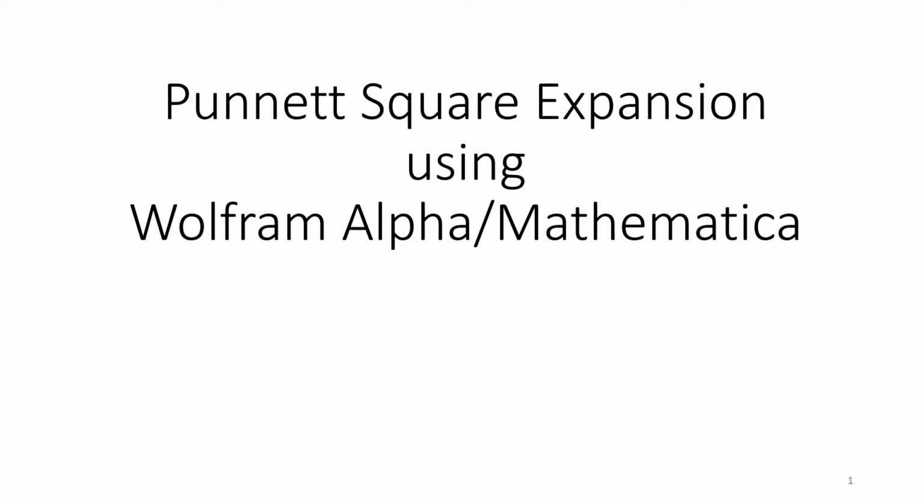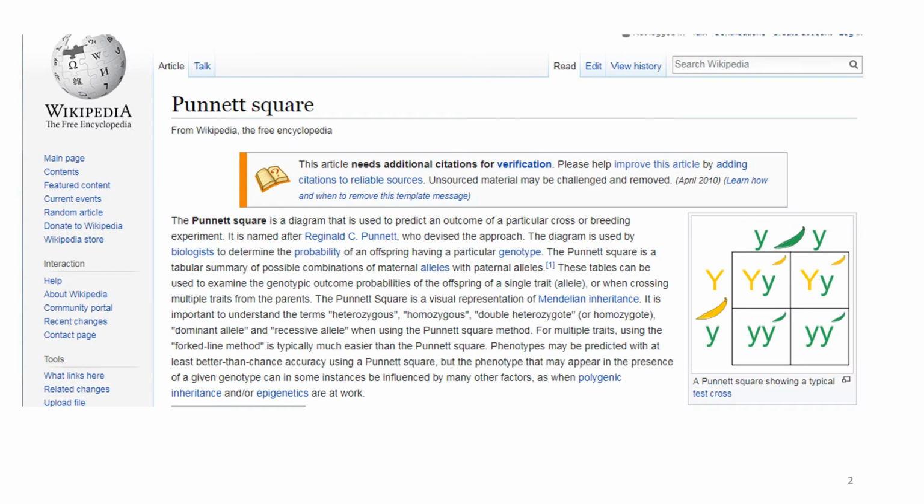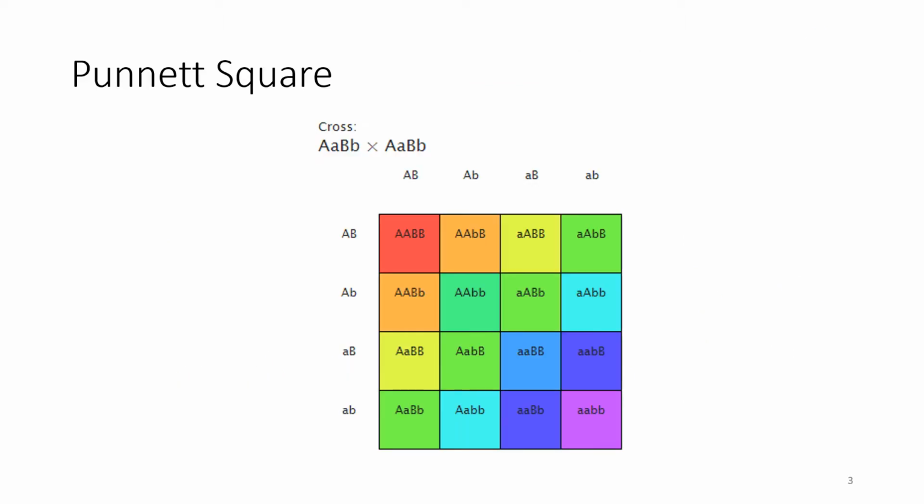This presentation will be about Punnett square expansions using Wolfram Alpha and/or Mathematica. A Punnett square is an idea from biology used to figure out not only the possibilities but the probabilities of the traits of offspring. The idea can be expanded to consider multiple traits and multiple generations.